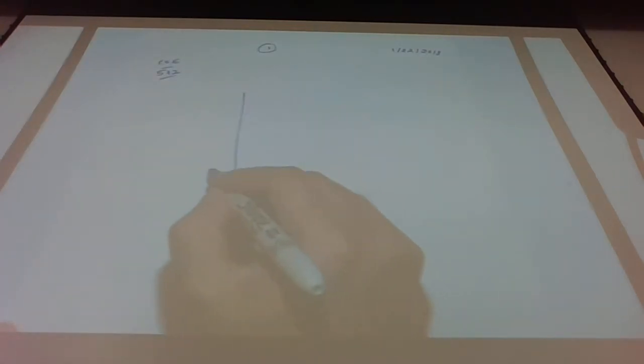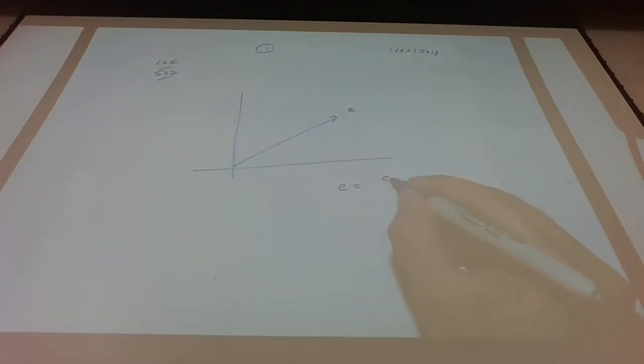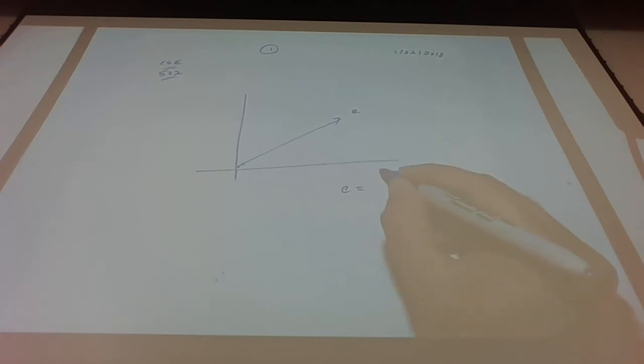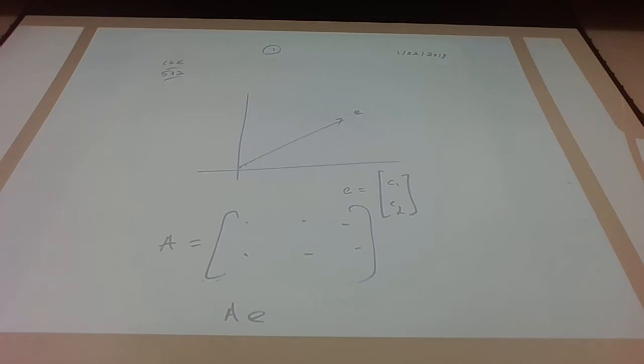So you have gotten some eigenvectors. Eigenvectors means it's a new direction. Let's say this is an eigenvector E. So this E has what? C1, C2, if it's two dimensions. It's like a vector. So what does it mean? If you have a data matrix A, so A has some values, and you are multiplying with E, what does it mean? What is the resultant?